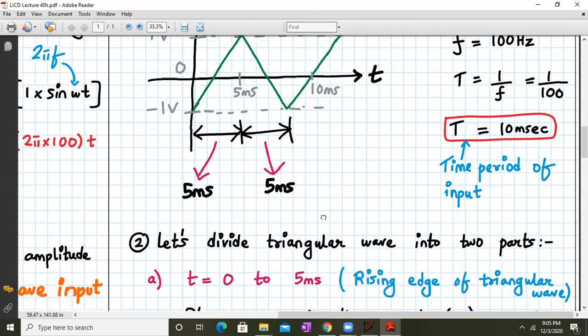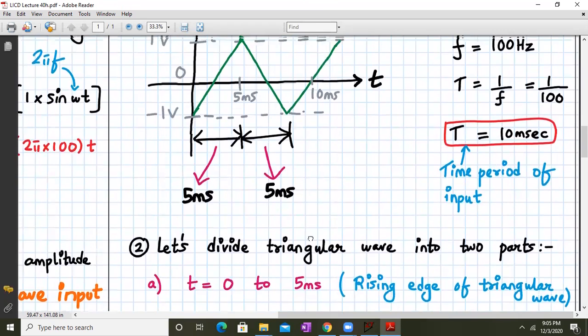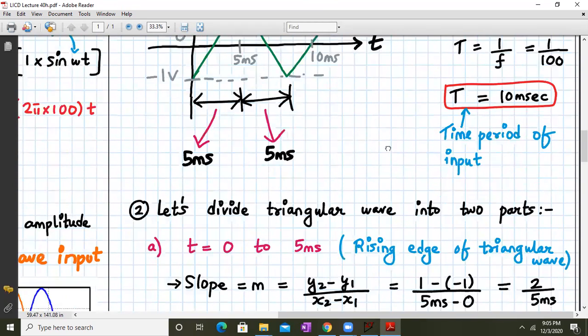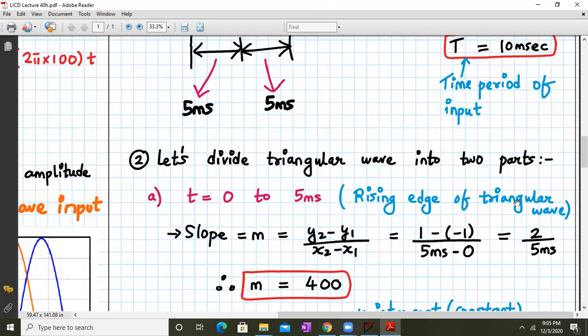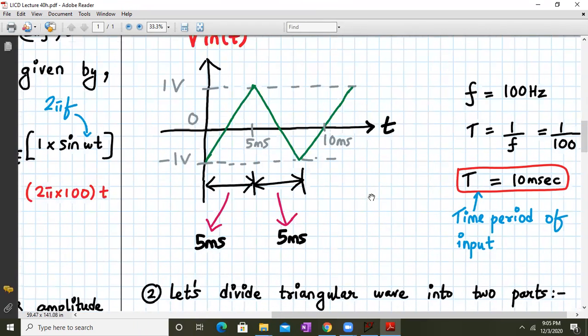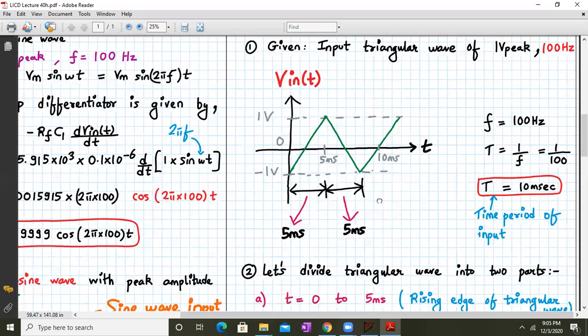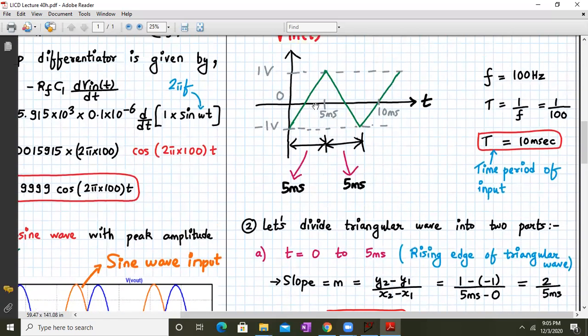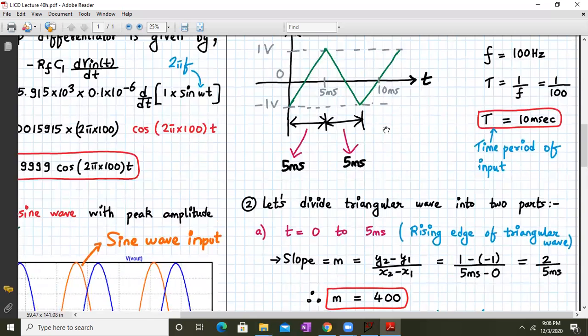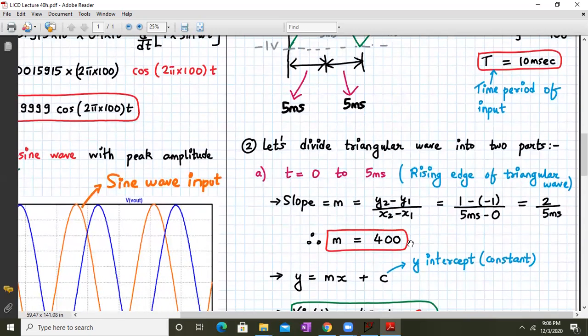That will be around 10 milliseconds, the time period of the input waveform. Now let's divide this triangular wave into two parts. The first part is from 0 to 5 millisecond, where we are considering the rising edge of the triangular wave. What is the slope of this line? The slope will be y2 minus y1 upon x2 minus x1. So y2 minus y1 is 1 volt minus of minus 1 volt, divided by x2, which is 5 millisecond, and x1 is 0. So you get 2 upon 5 millisecond, that is m equal to 400.